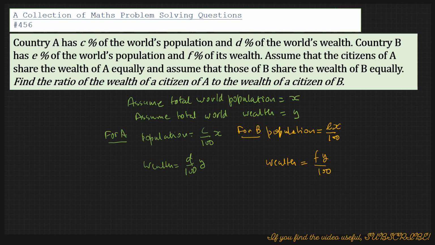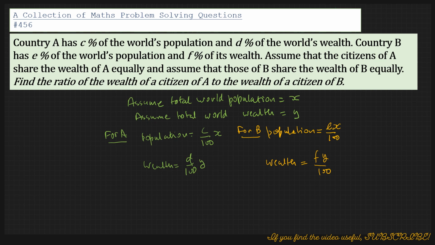So no, sorry, we need to do another thing first. What they're saying is, assume that the citizens of A and B share the wealth equally. So if they share the wealth equally, that means each person in A would have the same wealth. So we have to find out what that would be.